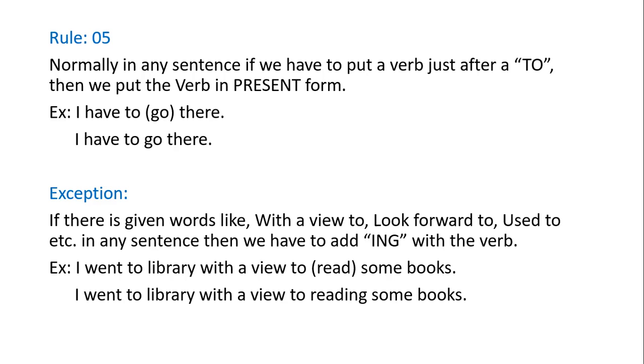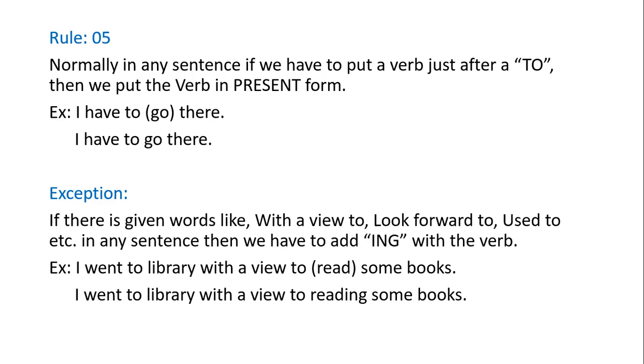But there is an exception to this very commonly used rule. What is that exception? That exception is that if there are given words like "with a view to," "look forward to," "used to" in any sentence, then we have to add the ing form to the verb. So this is the exception.